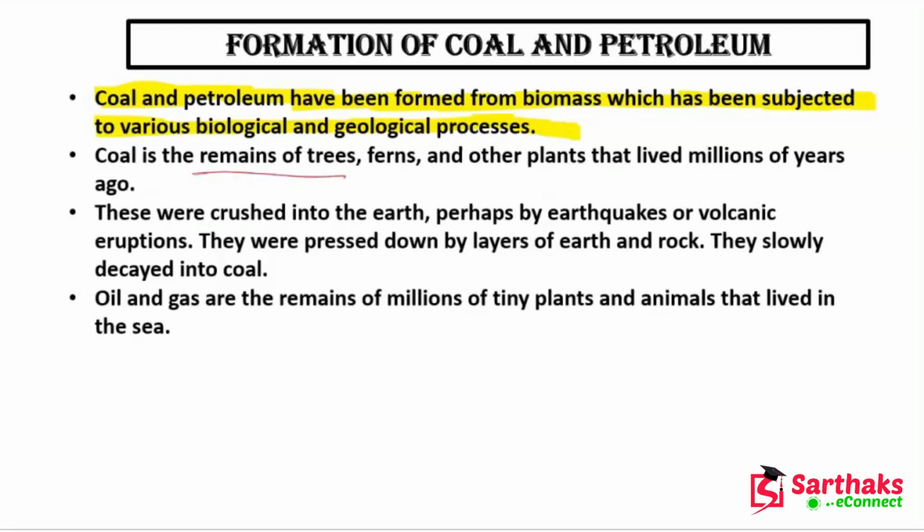So coal is the remains of trees, ferns and other plants that lived millions of years ago. These were crushed into the earth, perhaps by earthquake or volcanic eruption. They were pressed down by layers of earth and rock, and slowly decayed into coal. Basically, due to the pressure, they converted into coal. And oil and gas are the remains of millions of tiny plants and animals that lived in the sea. I hope this point is clear to you, how coal and petroleum are formed. If it is clear, let's move on to the next slide.